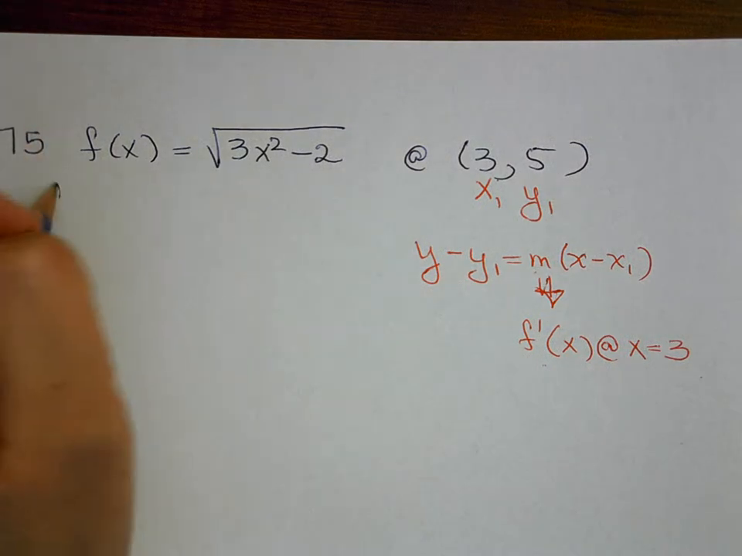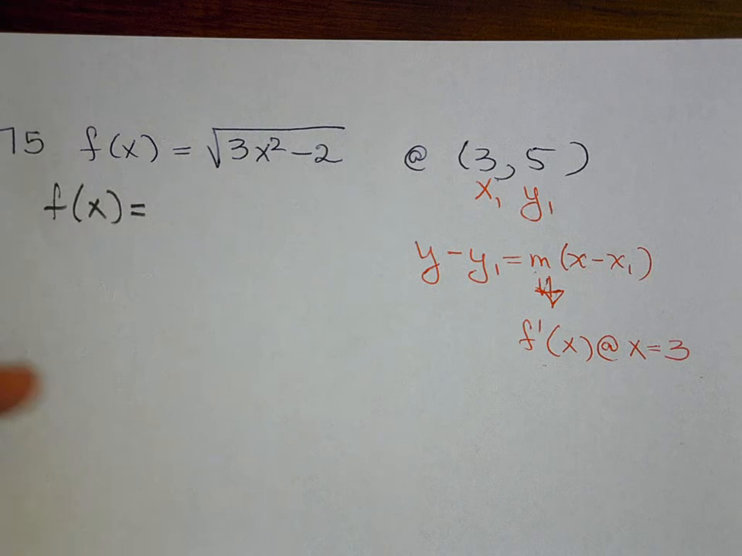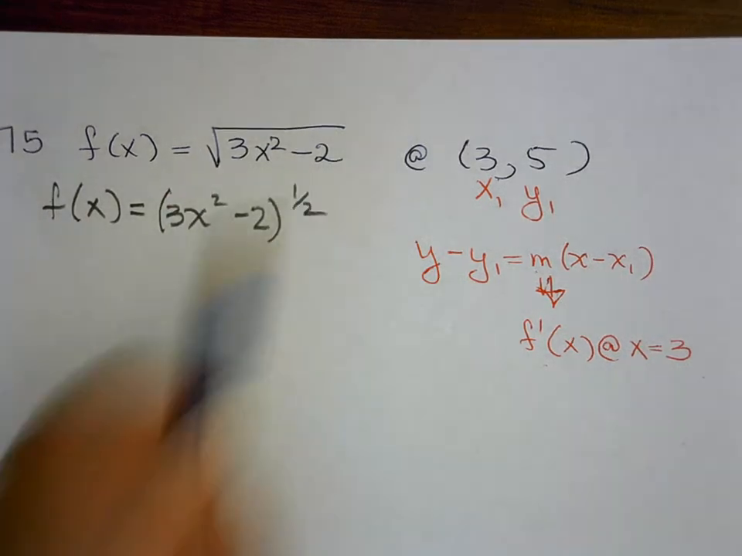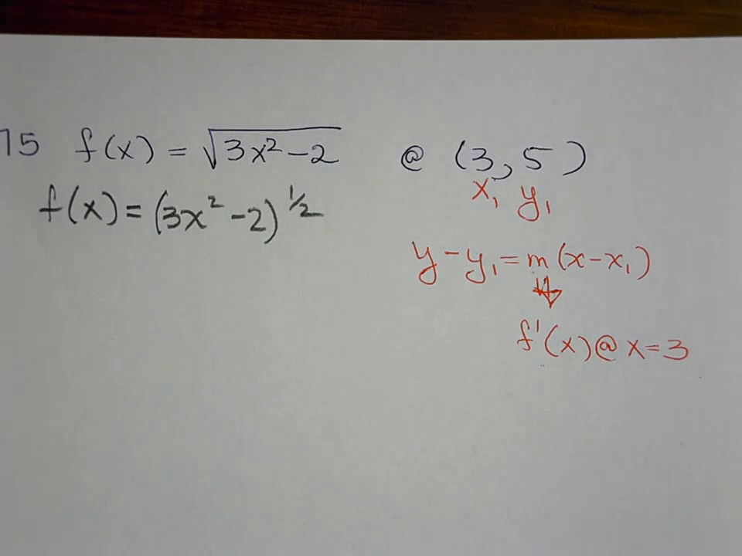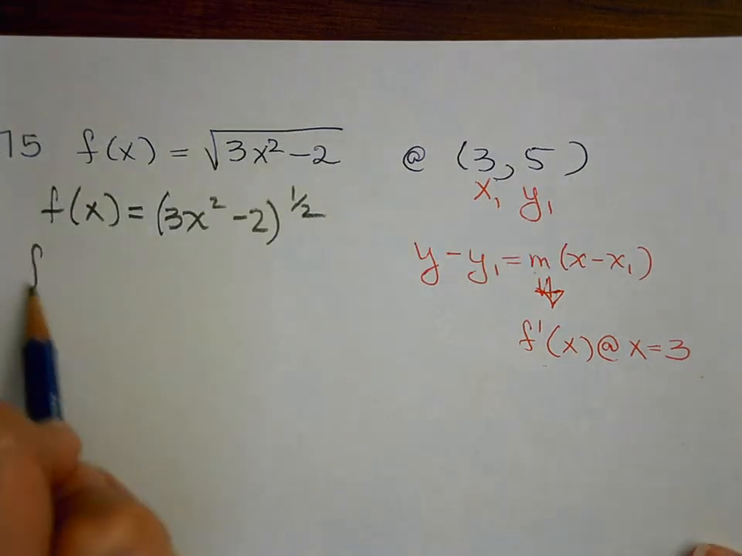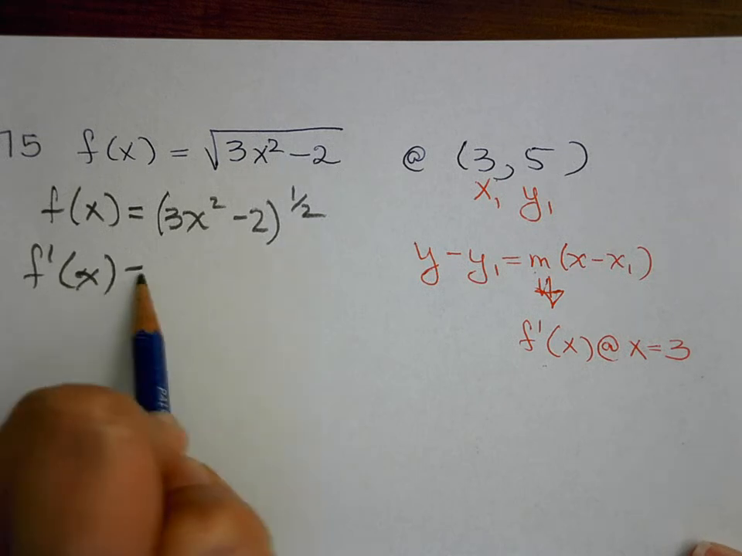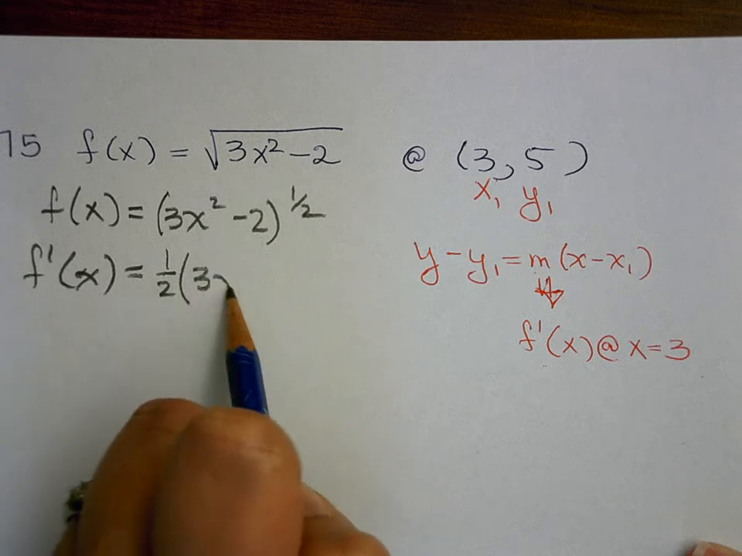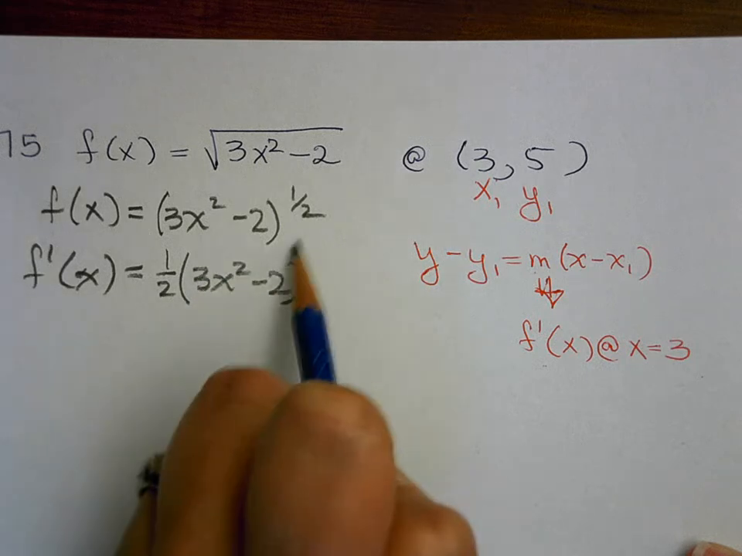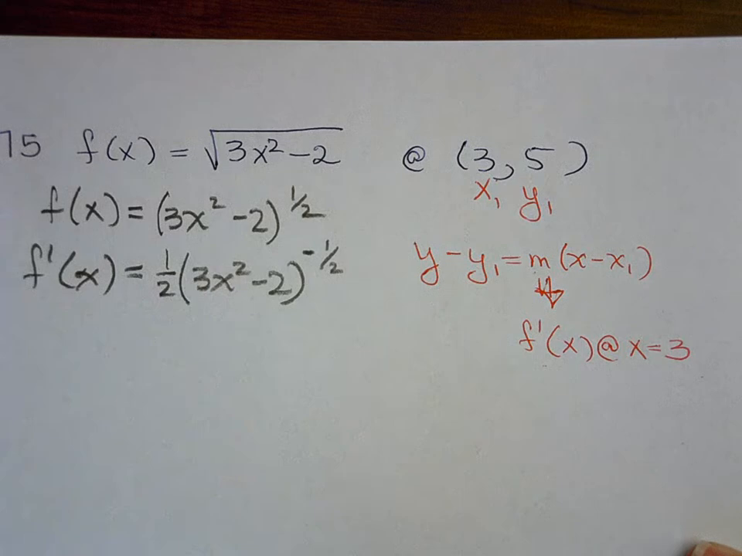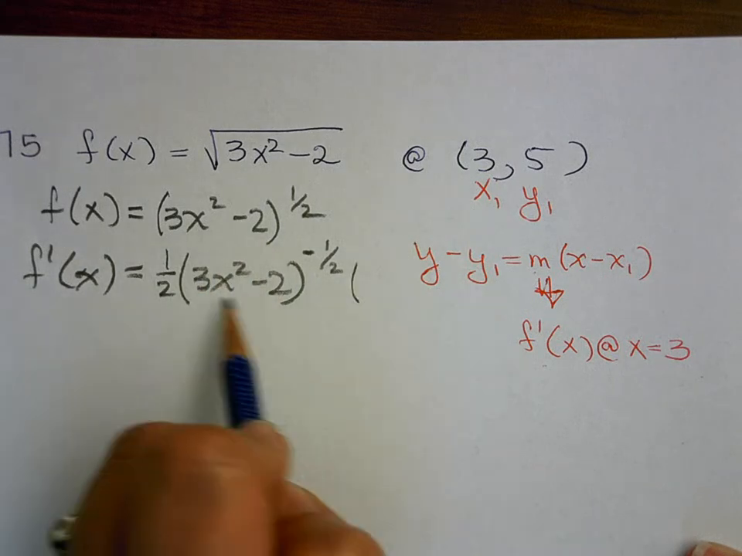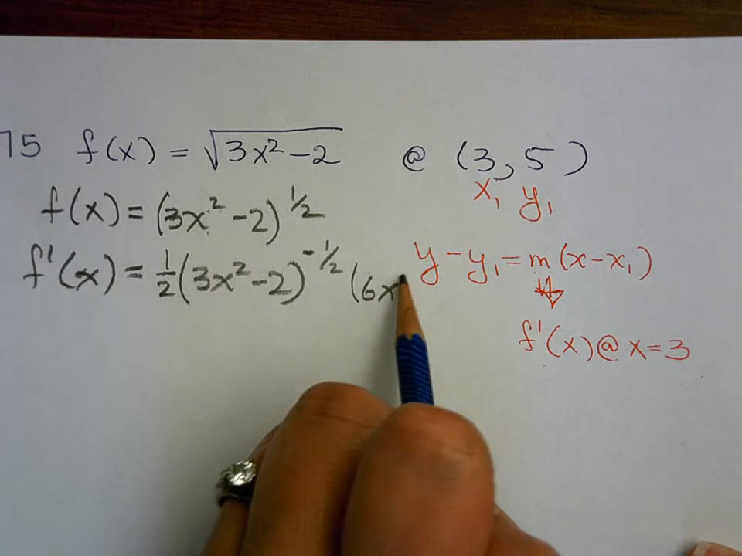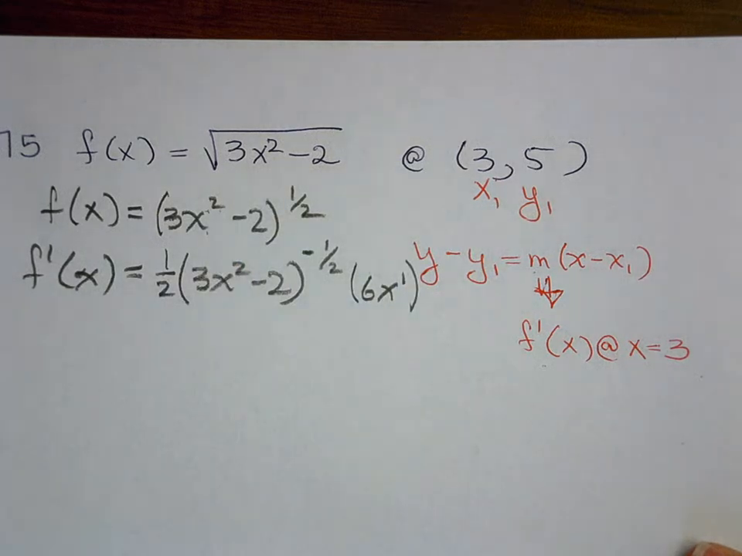I'm going to do an algebra rewrite here and make that to the 1/2 power. And then from there, I just want to take the derivative. To find the derivative, I'm going to bring the 1/2 down. So I'm using power rule right now. Reduce by 1. And now chain rule, multiply by the derivative of what's inside. So that would be 6, 3 times 2. And then reduce the power by 1. And the derivative of 2 is just 0.